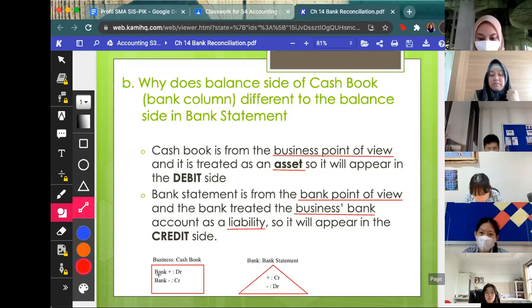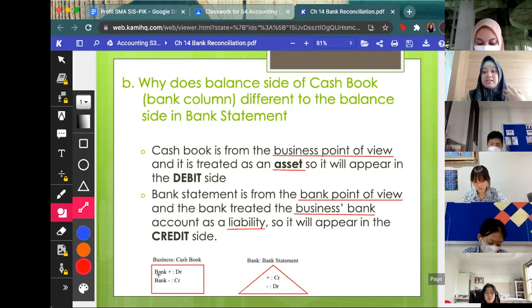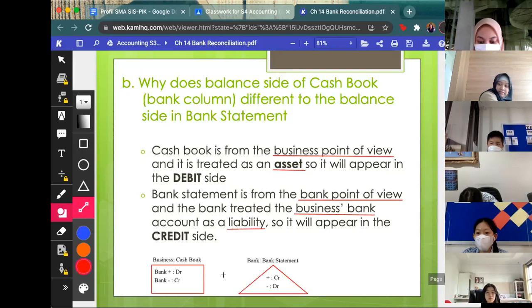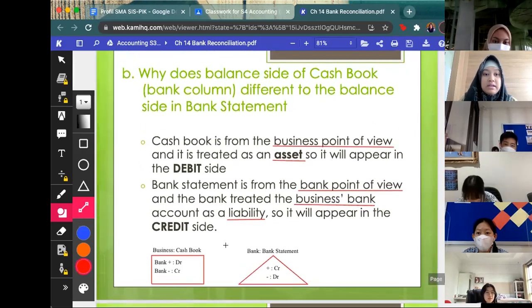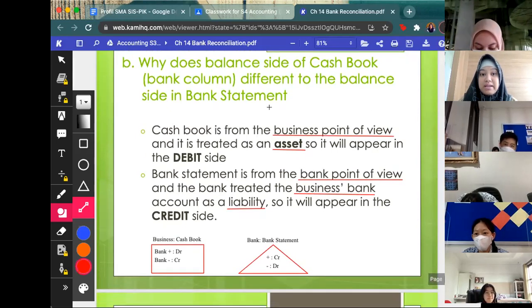Meanwhile, from the business point of view, the more you save money in the bank, the more asset you have. So that is why the debit side is affected. Clear? Any question? No? Okay, next. So you understand why the cash book bank balance is always different from the bank statement.